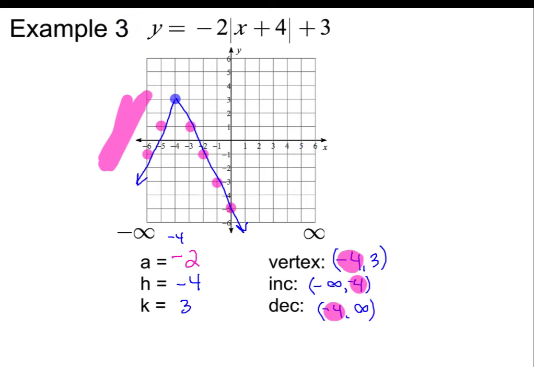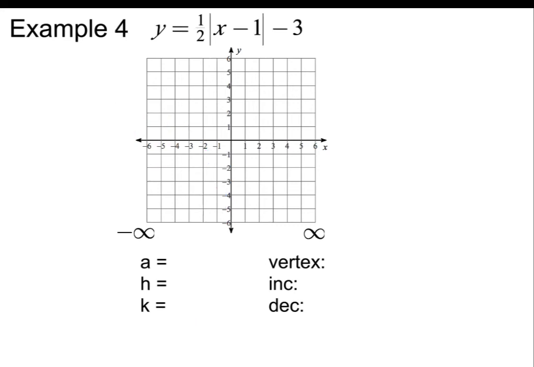Now let's go ahead and take a look at our last example. Last example here, number 4. Number 4 is going to look like this. Ooh, we got a fraction on this one, no big deal. So we have y equals 1/2 the absolute value of x minus 1 minus 3. I think you might be able to do this example on your own. If you think you can, go ahead and hit pause and then come back and see if you got it correct. If not, let's go ahead and get after this one together.